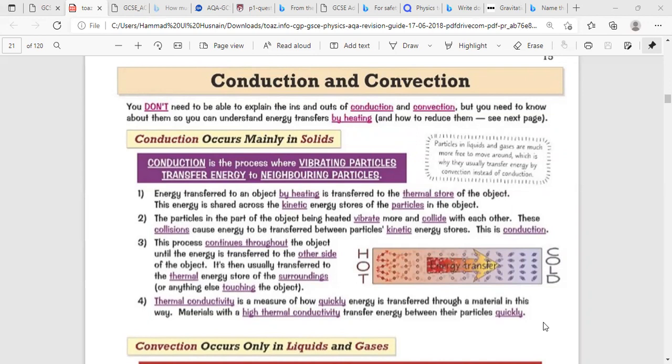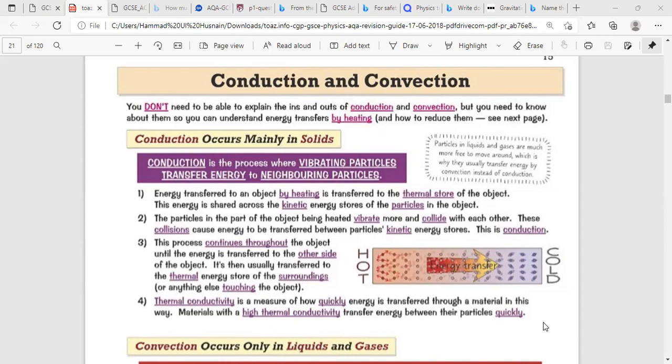There are two main ways of transferring thermal energy from one body to another body, and these ways are called conduction and convection. We will look deep into these concepts: how energy is transferred through conduction, and how energy can be transferred through convection. These are the means by which thermal energy is transferred. It is not transferred to some other energy stores, rather it is transferred from one body to another body, or from one part of a body to another part of a body.